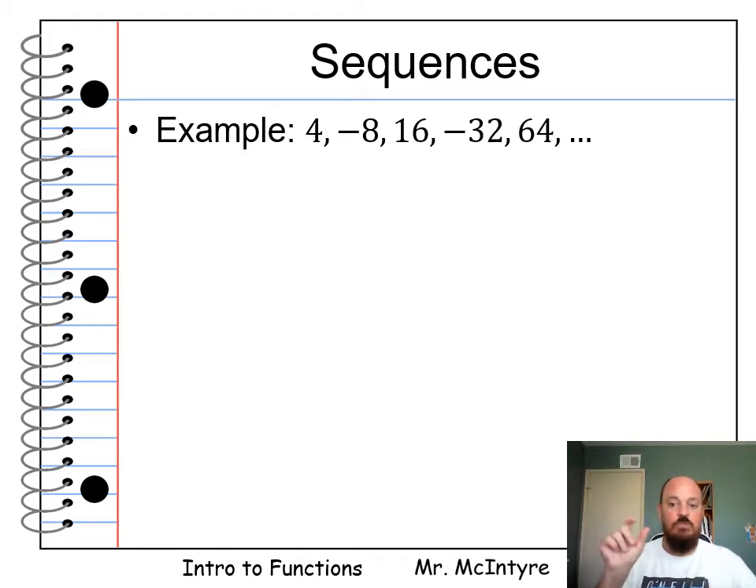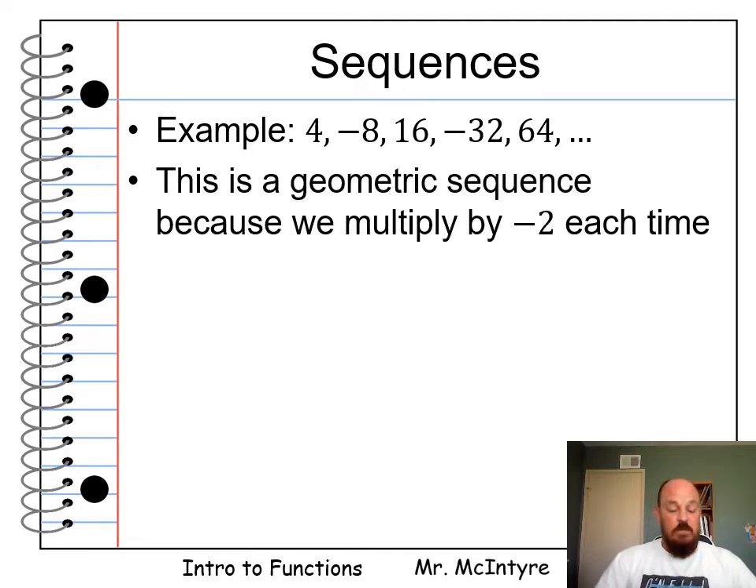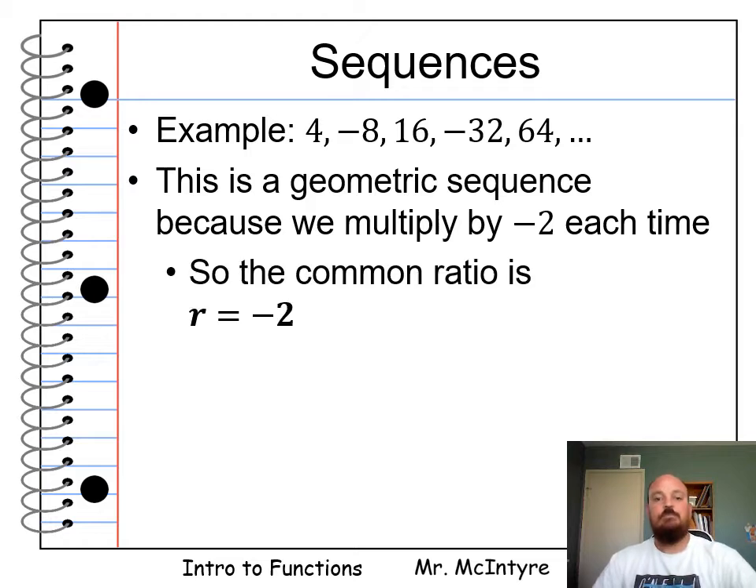That's why the numbers switch back and forth: positive, negative, positive, negative. So what I notice is it's geometric because I'm multiplying by -2 each time. And that number is the common ratio. So R is -2 for this example.